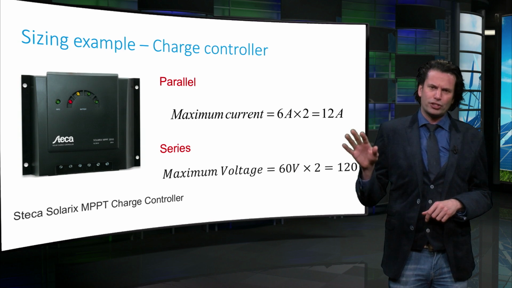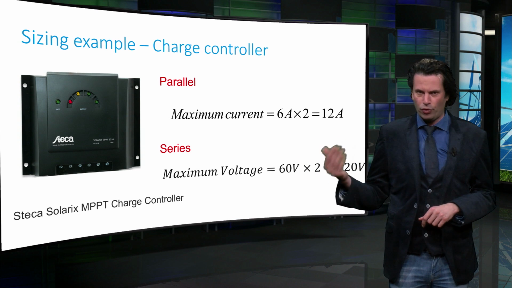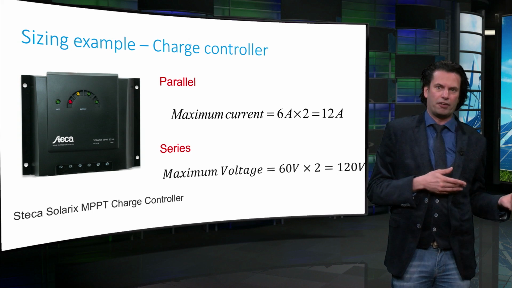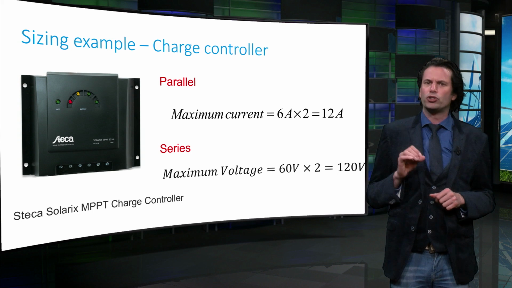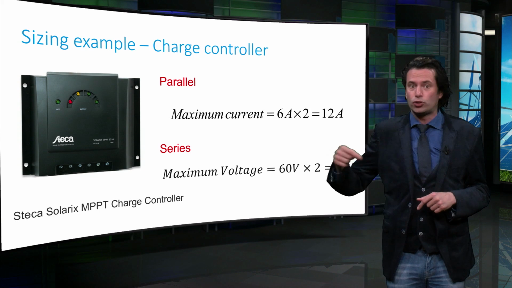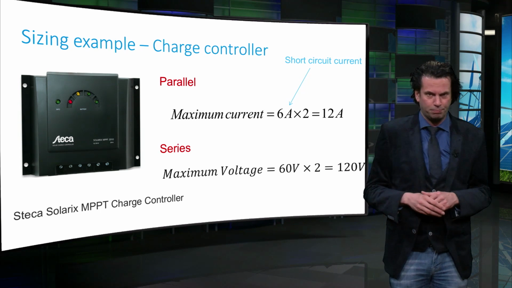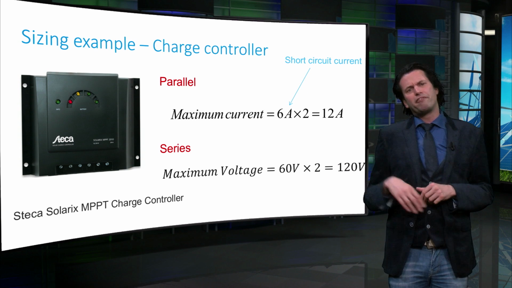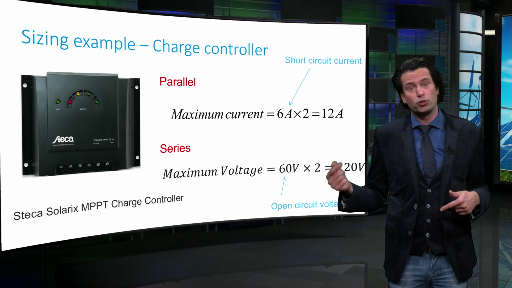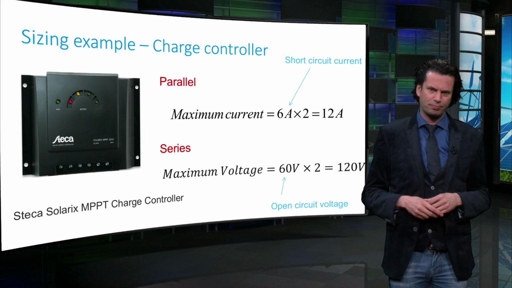Now let us first size the charge controller. The maximum allowable current and voltage rating can be found by assuming the worst case scenario. If the two modules are connected in parallel, then a maximum current of 2 times the short circuit current is possible, which in this case is 12 amperes. On the other hand, if two panels are connected in series, then a maximum voltage of 2 times the open circuit voltage is possible, which will equal 120 volts.